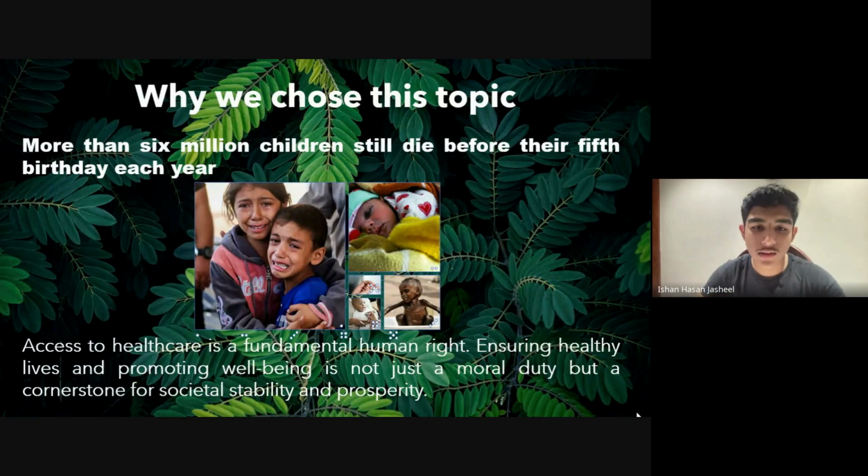We chose Sustainable Developmental Goal 3, Good Health and Well-being, because health transcends borders and affects every individual, regardless of nationality, socioeconomic status, or background, making it a universally pertinent issue. Access to healthcare is a fundamental human right. Ensuring healthy lives and promoting well-being is not just a moral duty, but a cornerstone for stability and prosperity.